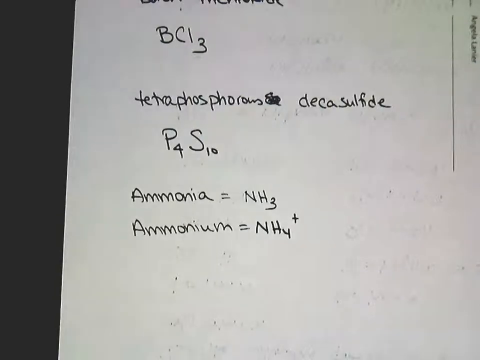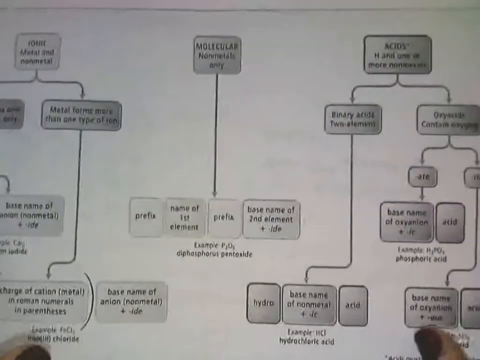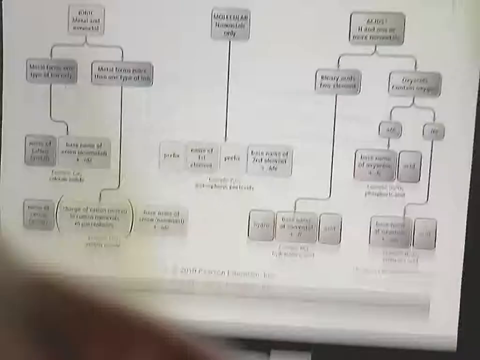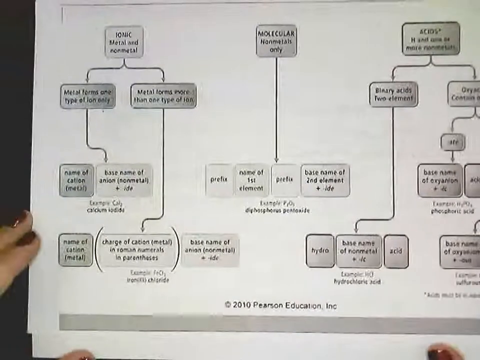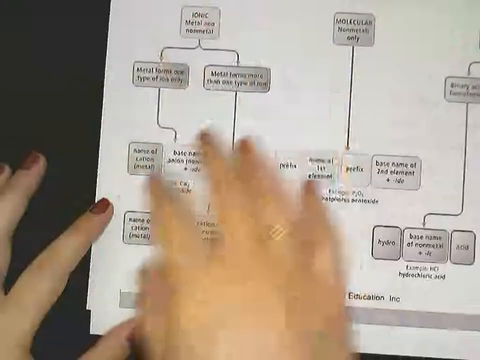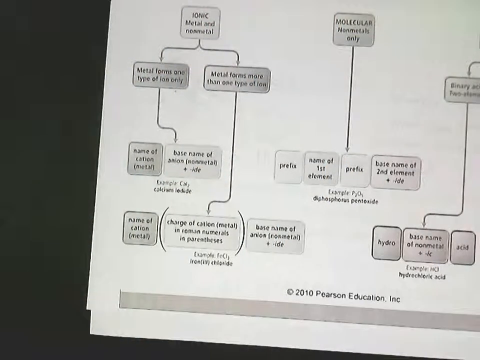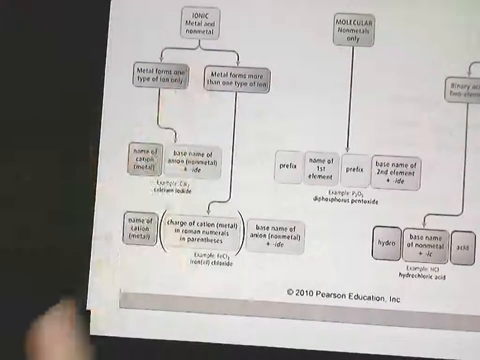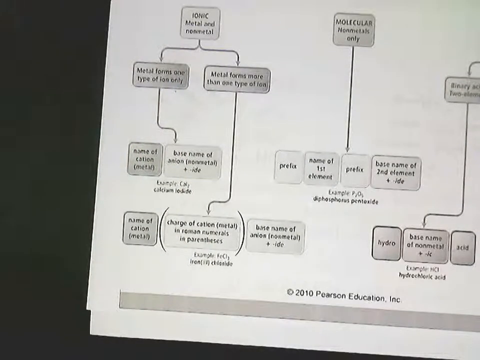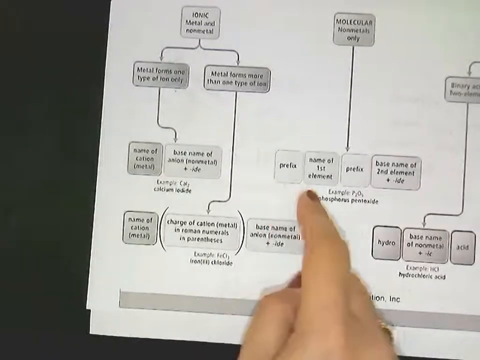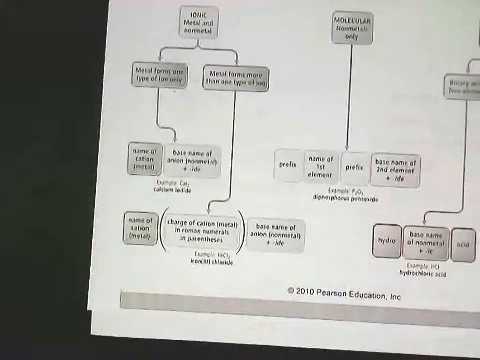It is a handy little table from your book that you can look at while I am looking. Don't worry about acids, just ionic and molecular. So if you're confused about which naming route to go down, if it's metal and non-metal, you follow the ionic naming rules. If it's two non-metals, you just use a prefix, element, plus the suffix IDE.